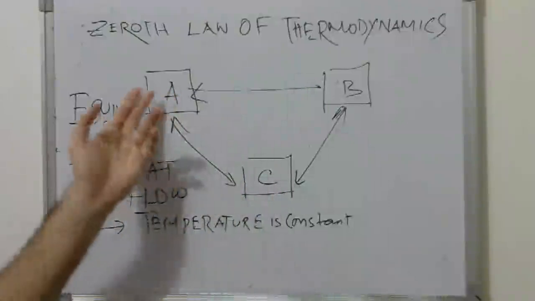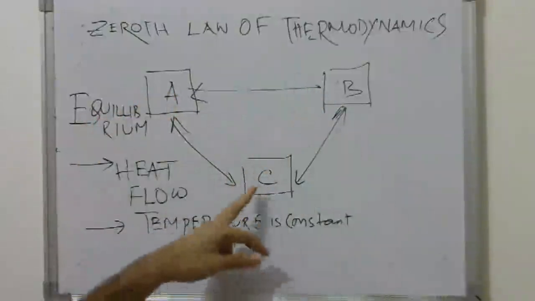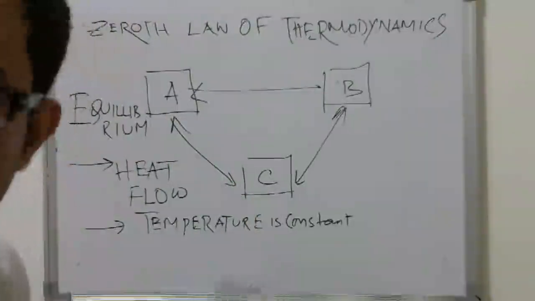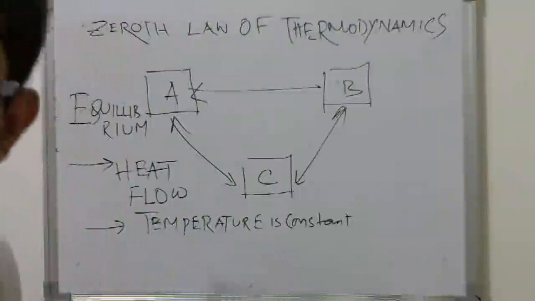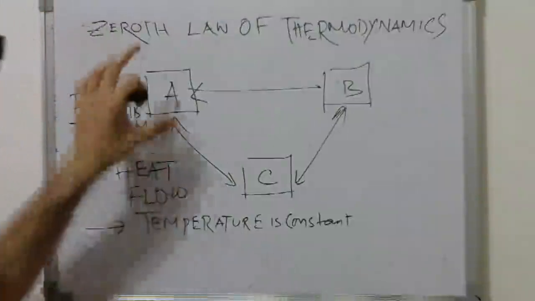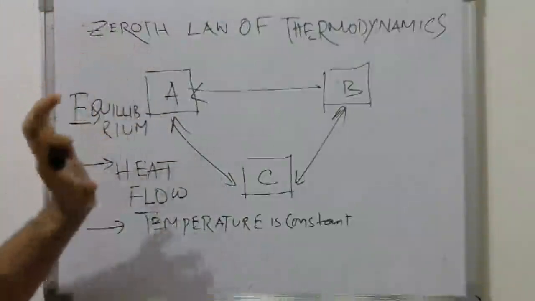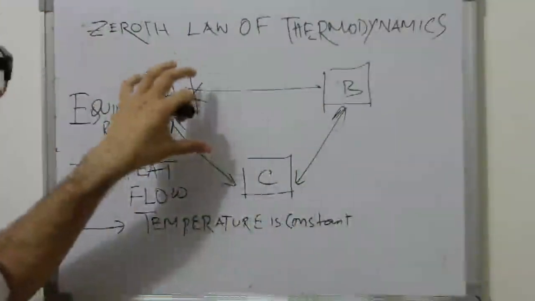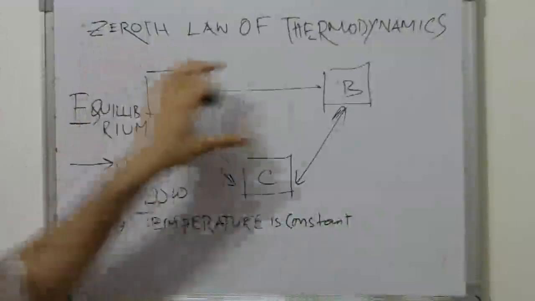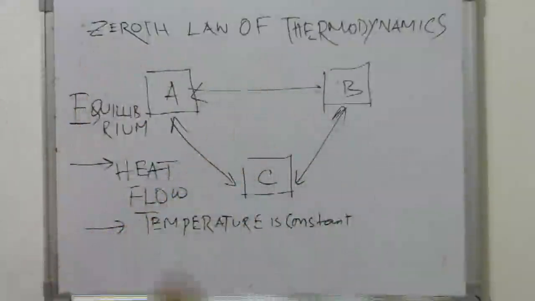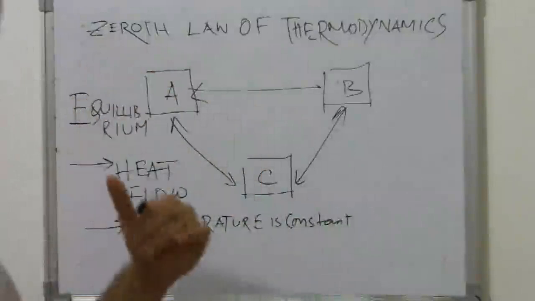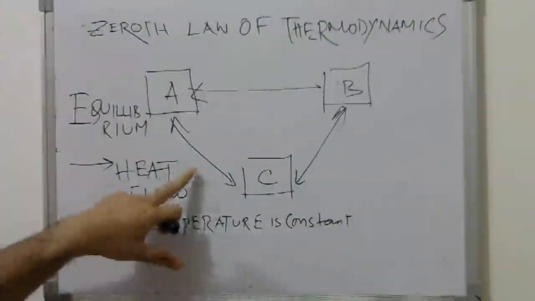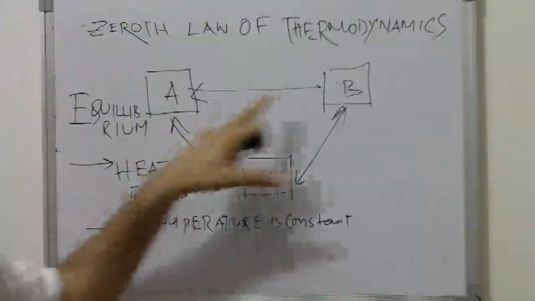So therefore the temperature of A is equal to the temperature of B and the temperature of C. Do understand that temperature is always the driving force for heat flow, not the heat quantity itself. For example, A might contain a different amount of heat than B or C, but still they can be in thermal equilibrium if their temperature is constant, and that essentially means there is no heat flow between A, B, or C.